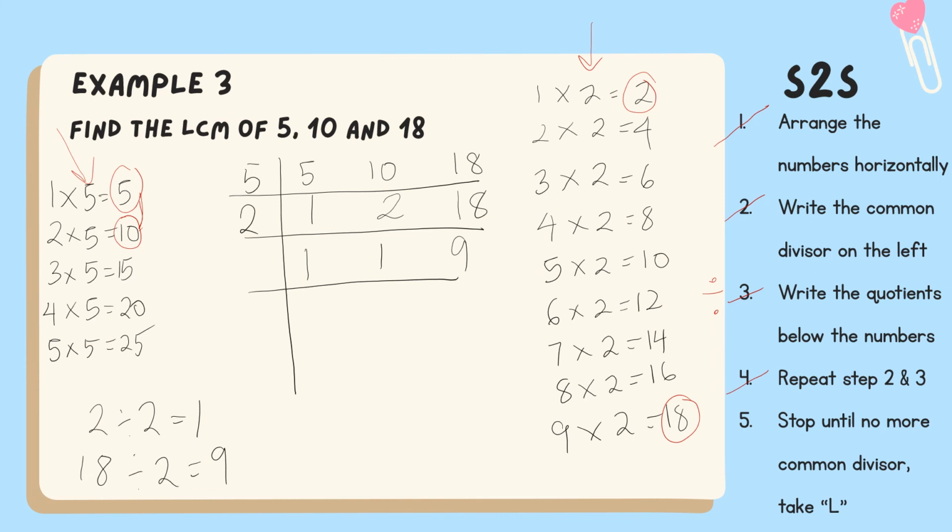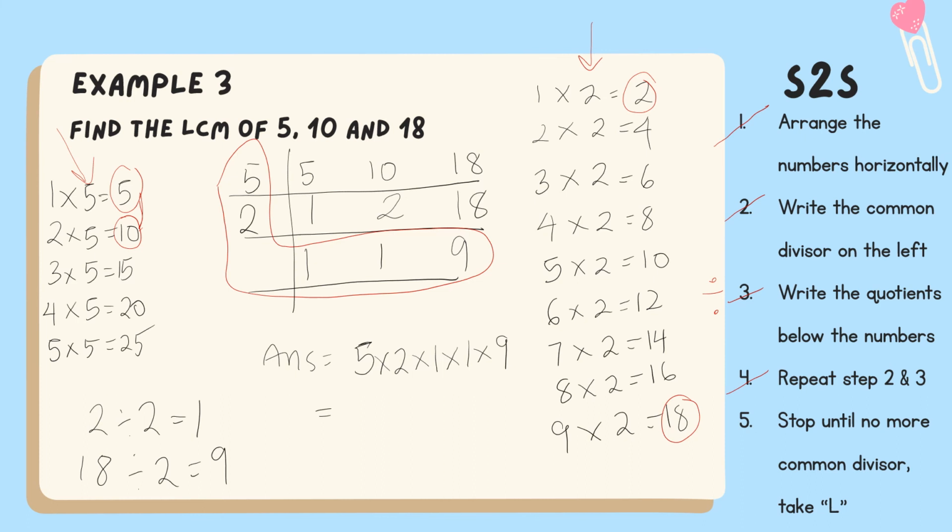We're doing step 5 now. Stop until no more common divisor. Take L. Here we go. That's our L shape because we are doing LCM. So our answer is 5 times 2 times 1 times 1 times 9. So 5 times 2 is 10, 10 times 1 is 10, 10 times 1 is 10, 10 times 9 is 90. So the LCM of 5, 10, and 18 is 90.